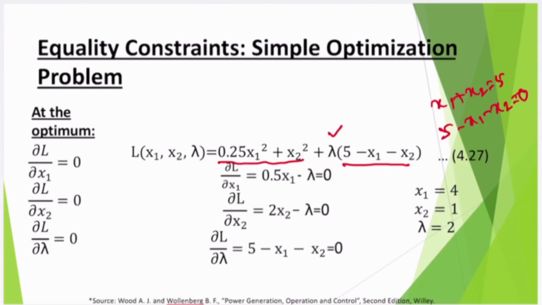So what you have to do is differentiate. There are three differential values. One is dou L with respect to x1, then you differentiate with respect to x2, then you differentiate with respect to lambda, because there are three variables. So three variables and three equations. What are those equations? As you could see, the first equation gives you 0.5 x1 minus lambda equal to 0, 2 x2 minus lambda equal to 0, and then 5 minus x1 minus x2 equal to 0. So there are three equations and three variables, and you have to solve, and the solutions are x1 equal to 4, x2 equal to 1, and lambda equal to 2.